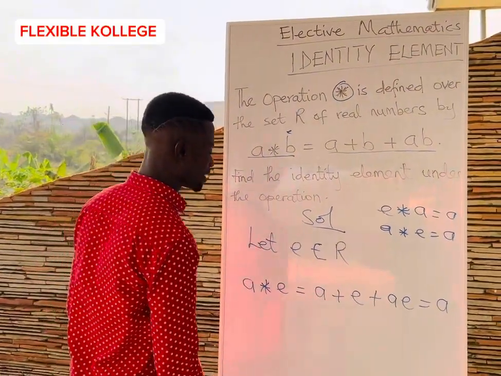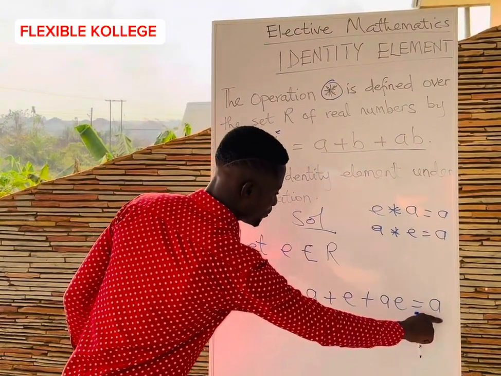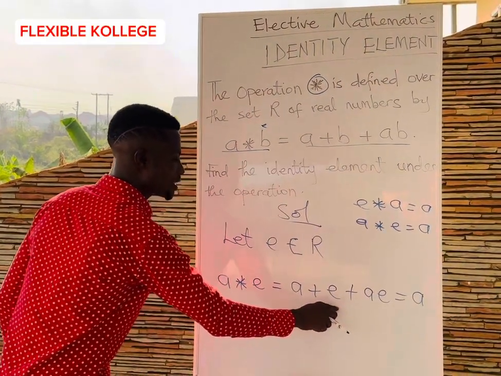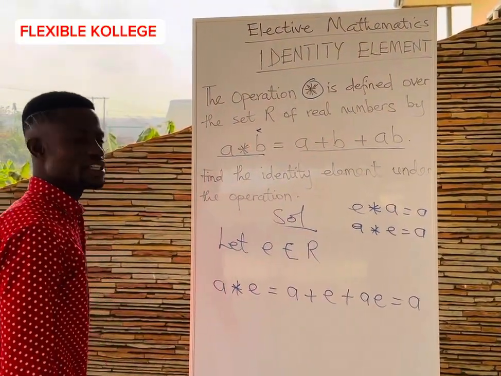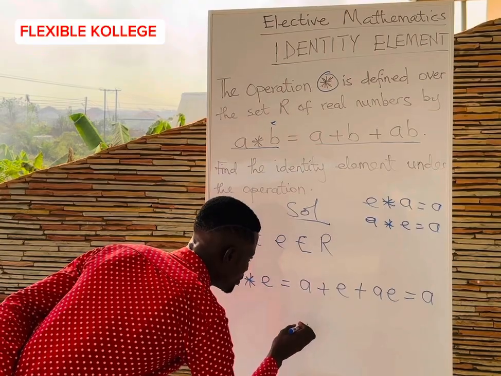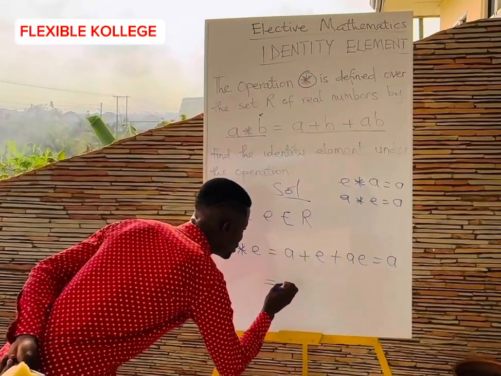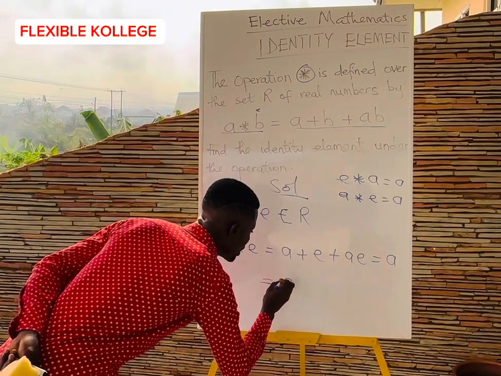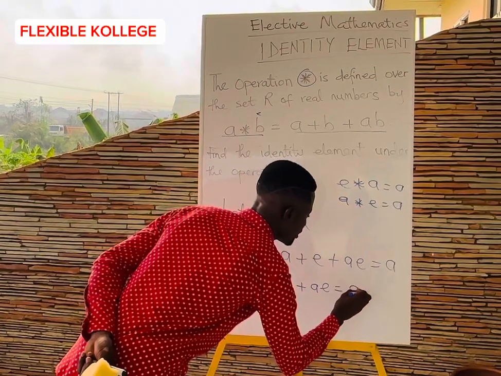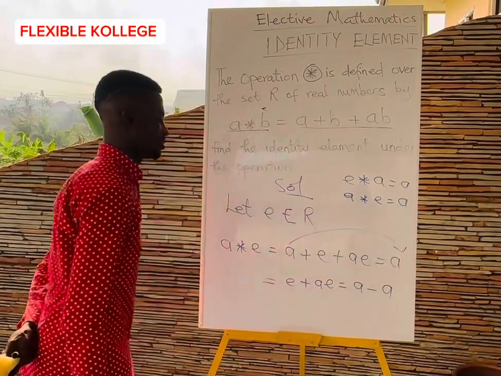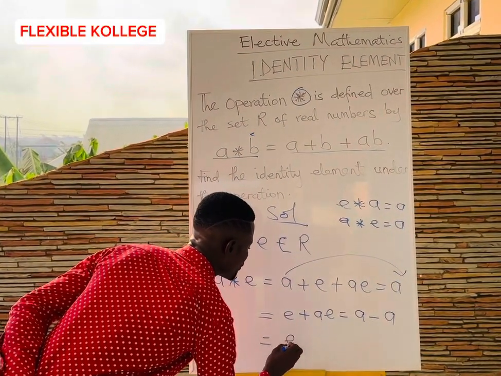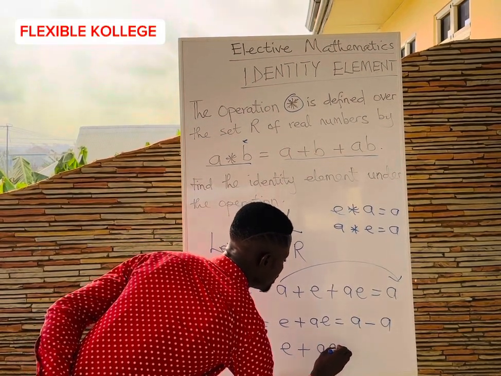And in this case, it's very simple. What are we supposed to do? Look at it very carefully. We want the identity element, this E alone. And so we have to take the A to a different side so that we can get access to this one. So we will have E plus AE equal to this A minus this A. We are crossing, do you get it? Because we are after the E, let's take this one to the other side. And so therefore, we will have E plus AE equal to A minus A.